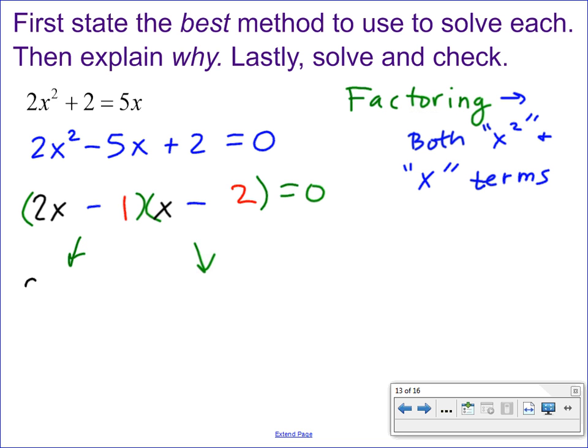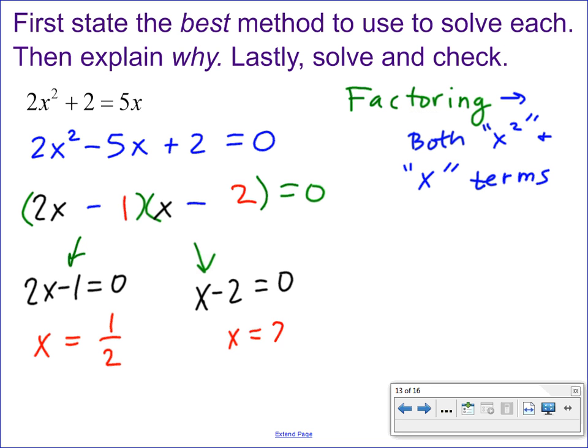Awesome. So we can go ahead and finish this out by setting each factor equal to 0 and solving separately. Utilizing the zero product property, I get add 1, divided by 2, x equals positive 1 half; add 2, over 2, and voila, two solutions.